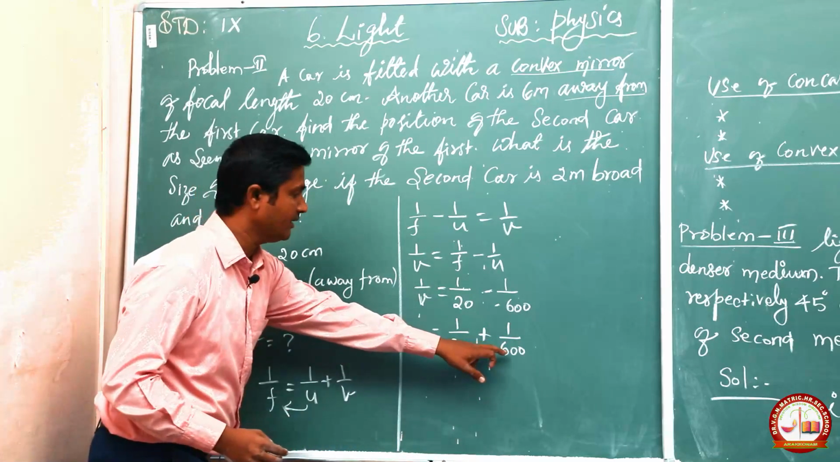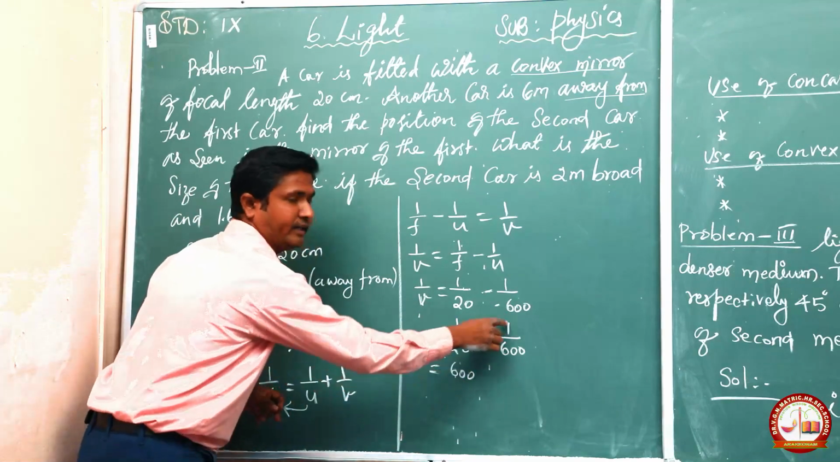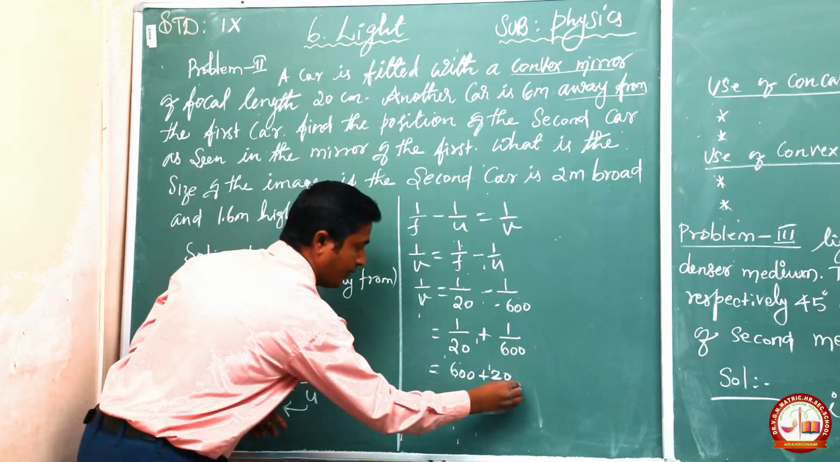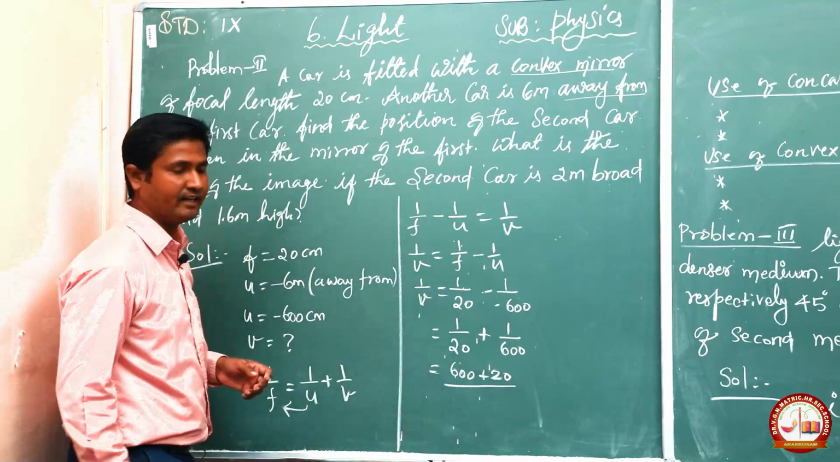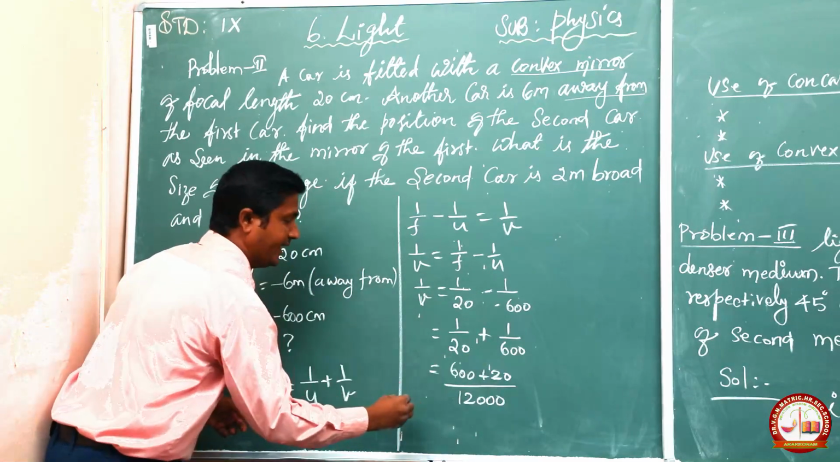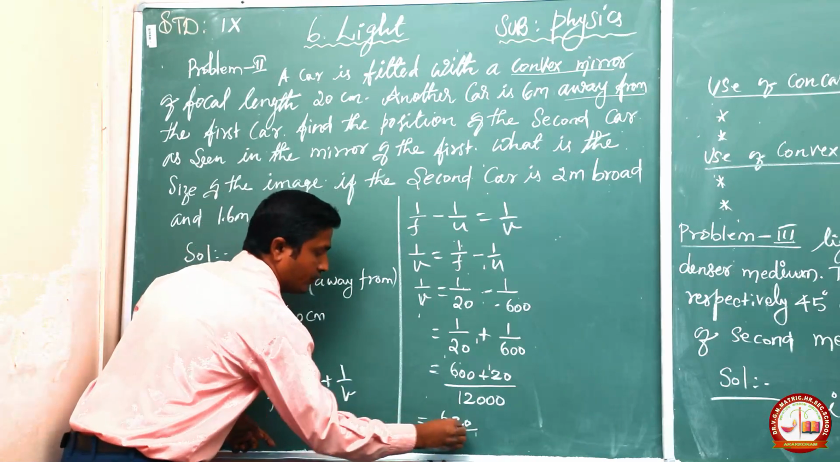So cross multiply: 1 into 600, 600, 1 into 20, 20. Both are cross multiplied, divided by 20 into 600. So answer is 12,000. So the value is added. So 620 divided by 12,000.